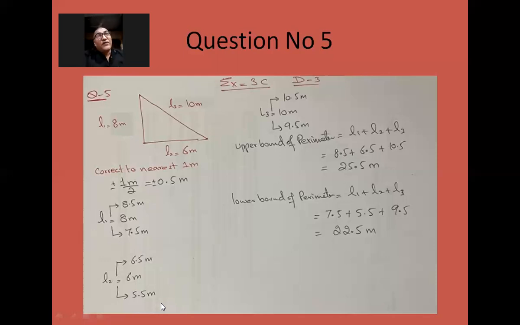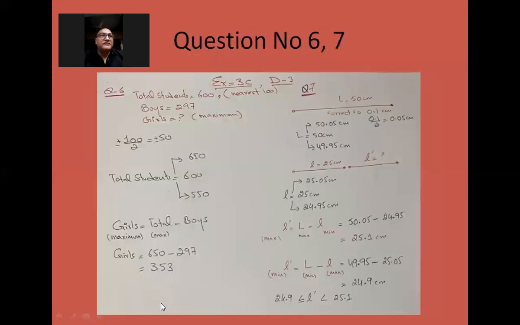So the upper bound of the perimeter will be 25.5 meter and the lower bound of the perimeter will be 22.5 meter. I hope that you have understood how this question is done. So we are going to the next question.